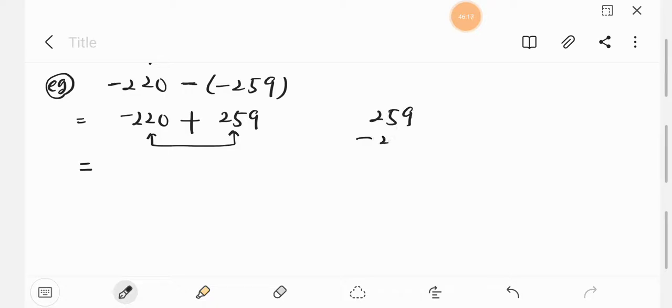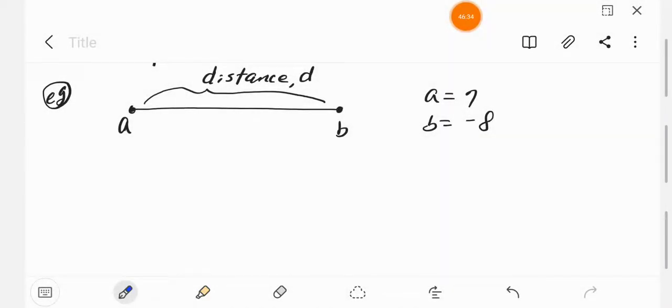Okay, let's subtract these two numbers, and these two numbers are a little bit larger. So first of all, change this minus sign to plus sign. Then the negative 259 becomes positive 259. And these two numbers have different signs, right? Different sign, so larger number minus smaller number. Then there will be 9, 3. So that is 39. And the sign of the larger number is what? 259 is positive, right? So the answer will be 39.